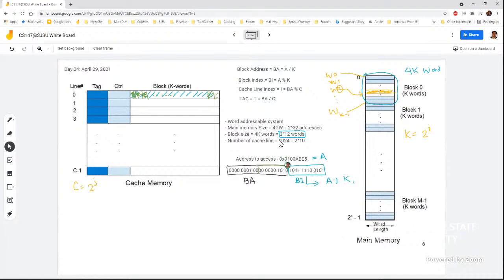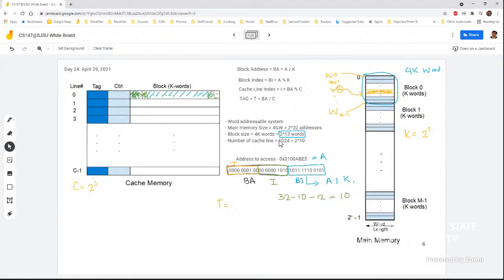This part is your I, and the rest is how much? The rest is 32 bits minus 10 for the index minus 12 for the block index. So this is another 10 bits. Of course we can recheck. The rest of them are another 10 bits, and this is your tag T. This is your tag. So now my tag is what?